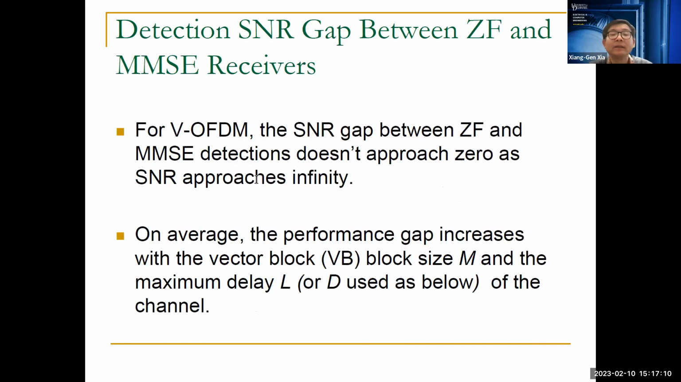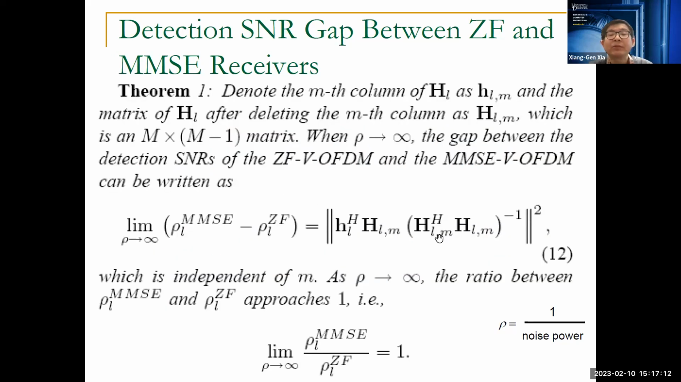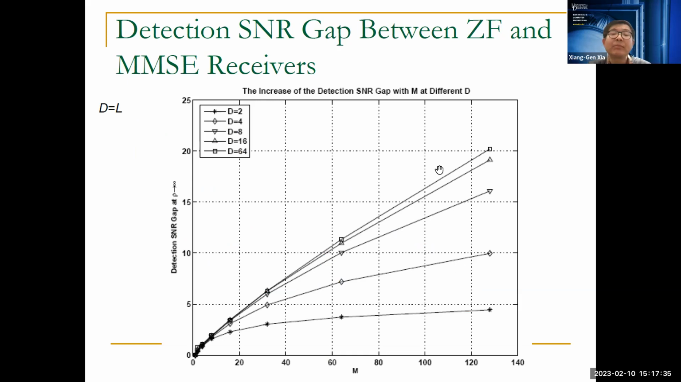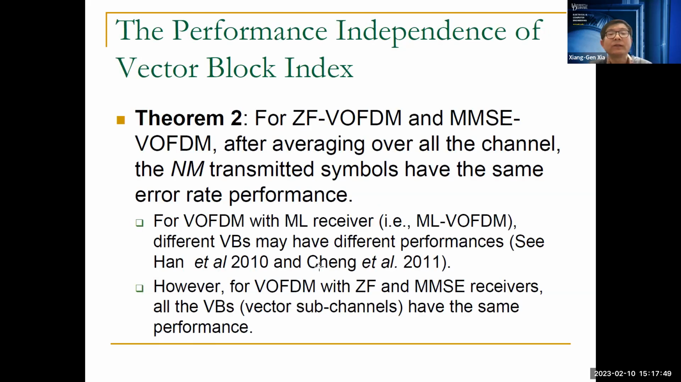Also, the SNR gap is independent of small n. Interestingly, this M is the matrix channel with one column deleted, okay? And the gap increases with the vector size and the channel length, all right? Now this is the gap between the detection SNR gains of MMSE and zero forcing. It increases with M and increases with the channel length L. I'm not going to talk about this in detail.